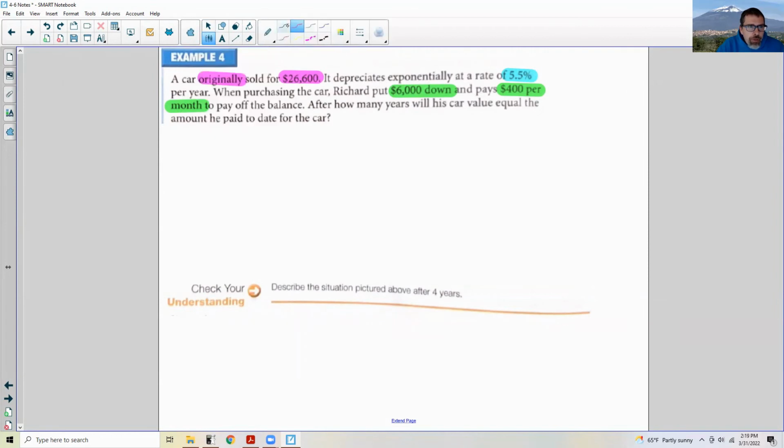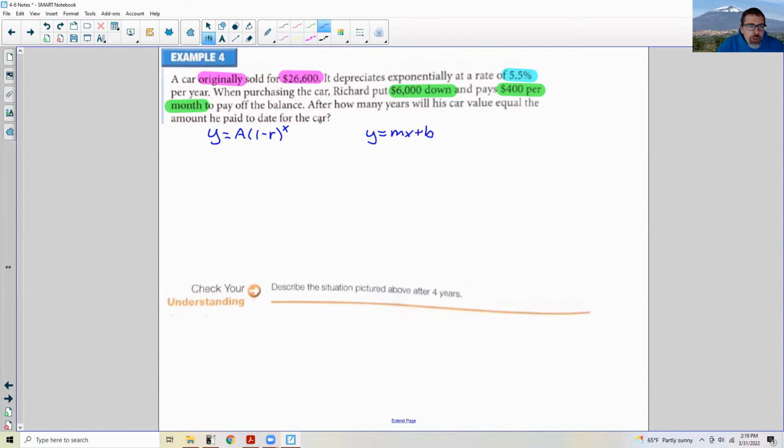Okay, so we have two equations. Y equals A times 1 minus R to the X. That's the depreciation equation. And then there's the equation of the payments, which is y equals mx plus b.